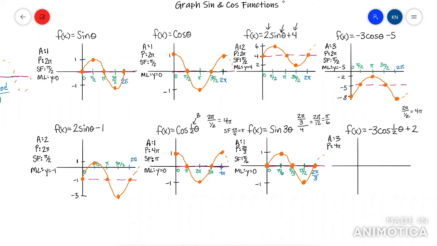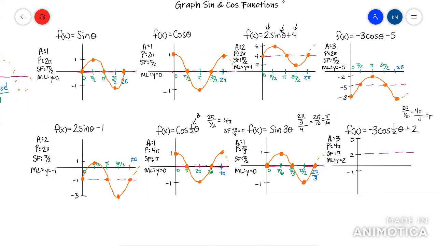The scale factor is 4 pi divided by 4, which is just pi. And then your midline is the number at the end, the vertical shift, which is +2. All right, here we go. I'm going to have 2 as my midline. It's going to go up 3, down 3. So I can go ahead and put the midline on here.